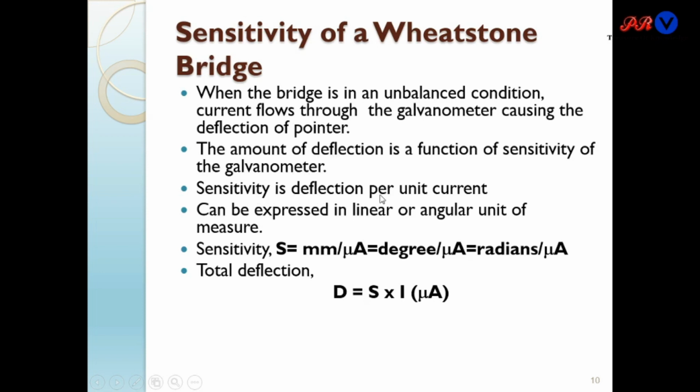Sensitivity is deflection per unit current. See, this is the definition. What is sensitivity? Sensitivity is deflection per unit current, and it can be expressed in linear or angular unit of measure. So sensitivity is millimeter per microampere, degree per microampere, or radians per microampere. So the total deflection of the pointer is given by this term: D is equal to the sensitivity of the Wheatstone bridge multiplied with the current in microamperes.